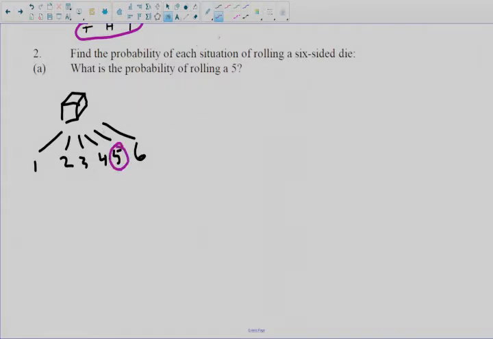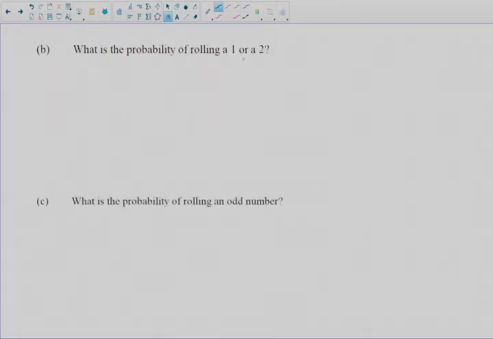We've already seen this in class. So I'm going to let you figure out the decimal and percentage versions of this number. And like I said, we've already done it in class. So that's part A. Part B says, what is the probability of rolling a 1 or a 2?